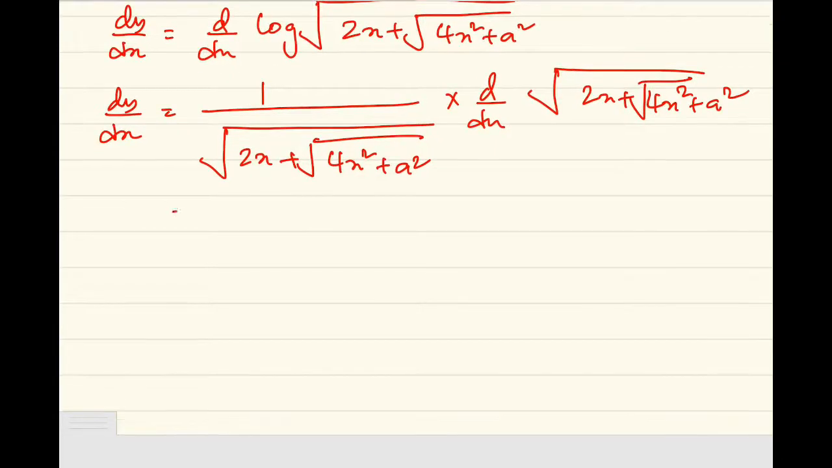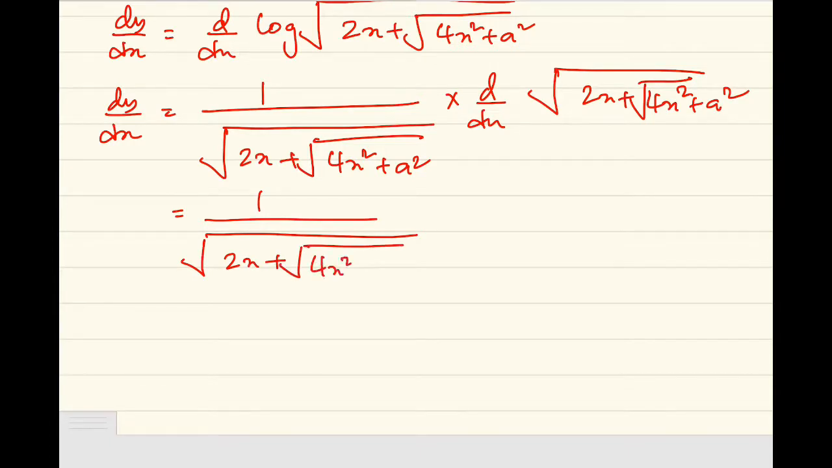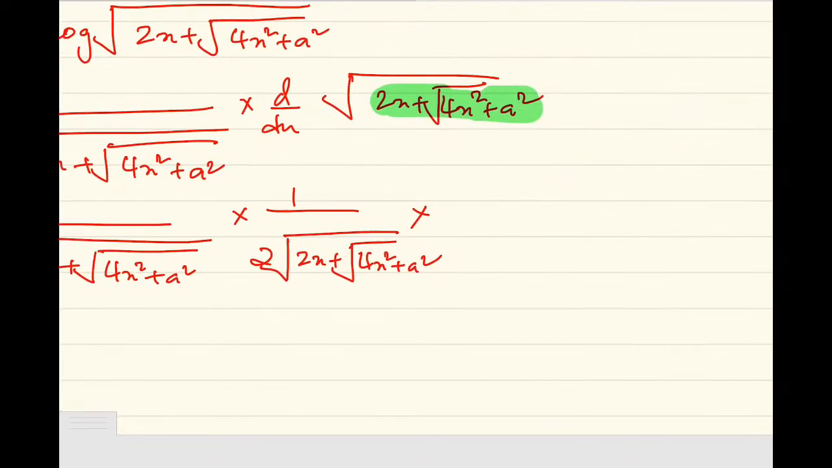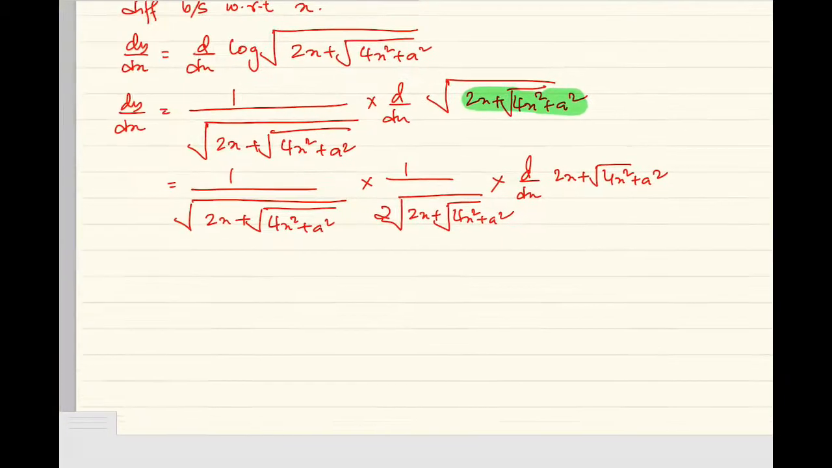So what I have to do here is 1 by root of 2x plus root of 4x squared plus a squared. That's done. Into what is d/dx of root x? Consider everything is x. I have to think this is x. d/dx of root x is 1 by 2 root of 2x plus root of 4x squared plus a squared. Careful. So into, again chain, d/dx of 2x plus root of 4x squared plus a squared. Did you see this, everyone? I have to create a chain.